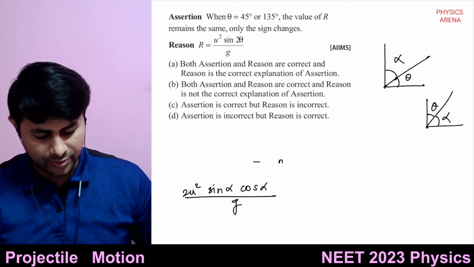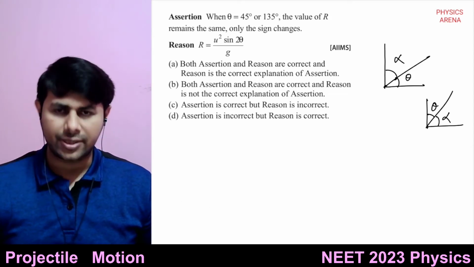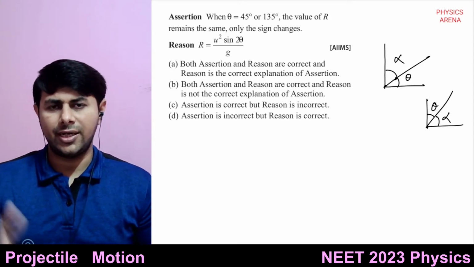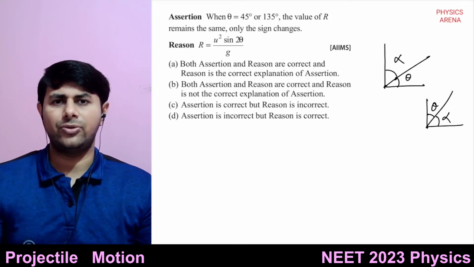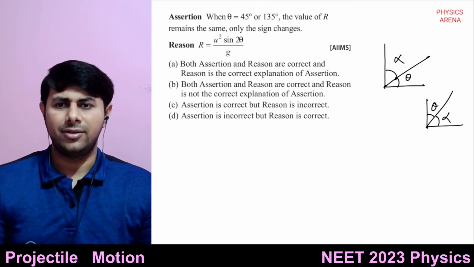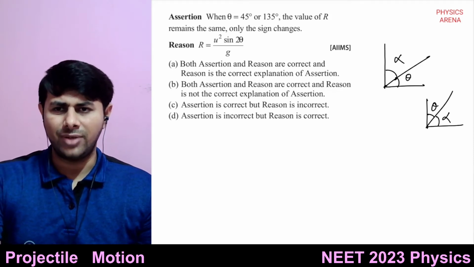Sometimes there can be a question: a projectile is thrown at 30 degrees with such and such velocity, and a projectile is thrown at 60 degrees with some velocity. The first one goes till 100 meters. The next one will go till what? We don't need to calculate. It will go till 100 meters.